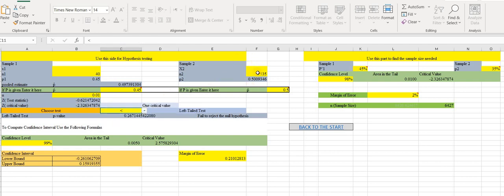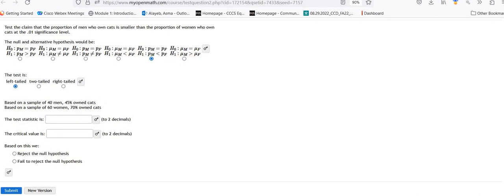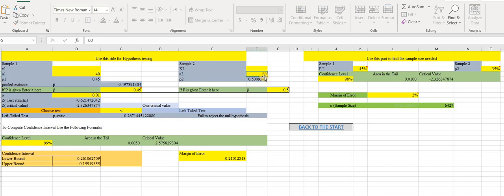Now I go to the second population. I will do the same. So the sample that was used from the population of women is 60. So I will go back here. So 60 is the sample size, and the proportion was 70%, so 0.70. And now everything is set.